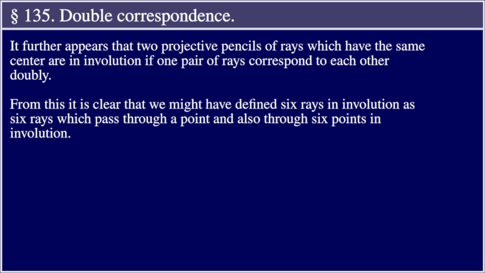It further appears that 2 projective pencils of rays which have the same centers are in involution if 1 pair of rays correspond to each other doubly. From this it is clear that we might have defined 6 rays in involution as 6 rays which pass through a point and also through 6 points in involution.